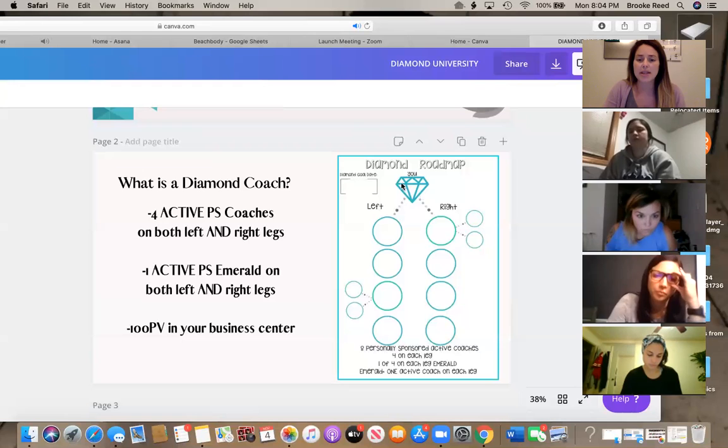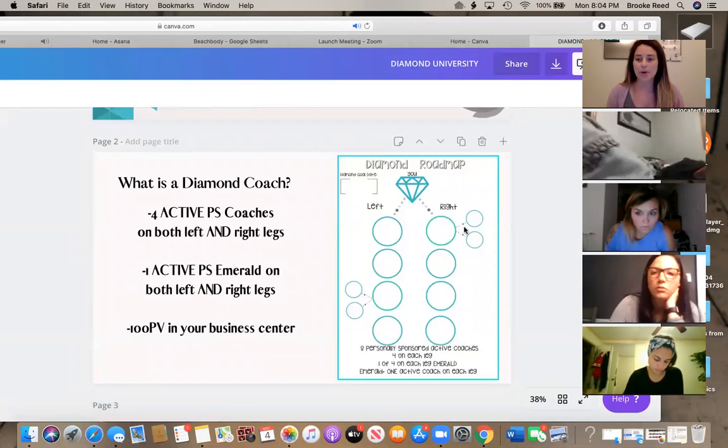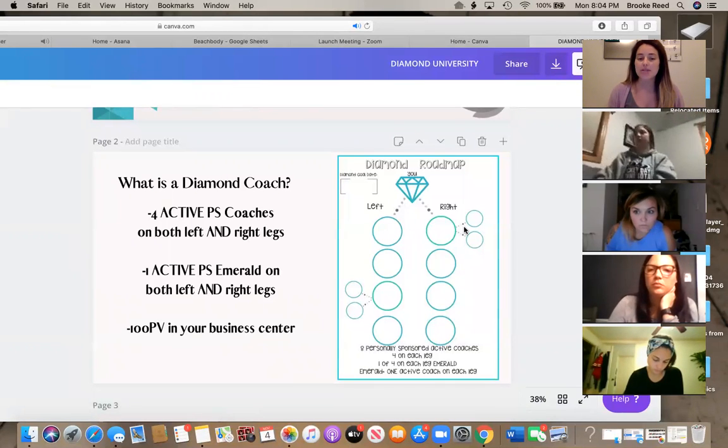So if you think about this being yourself up here as the diamond icon, everybody has a left leg, everybody has a right leg in this business. To get to diamond, you need to have 4 active, I'm going to go back to that in a second, but 4 active personally sponsored coaches on both your left leg and your right leg.